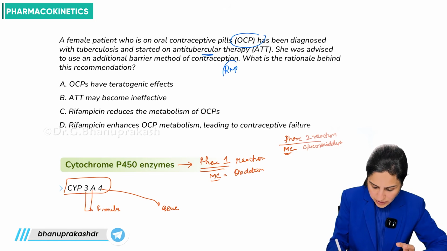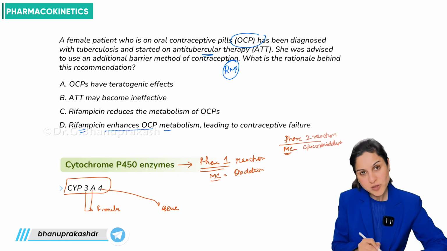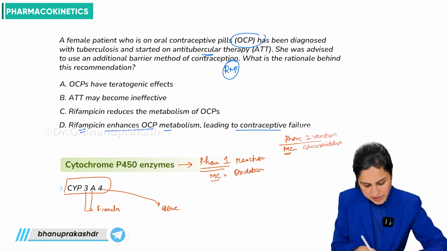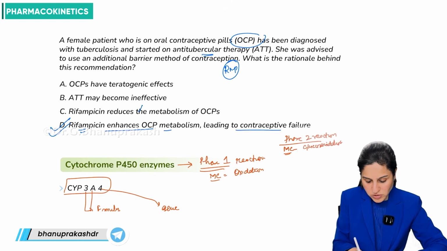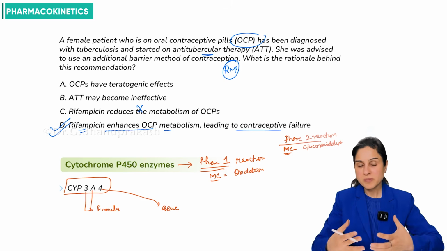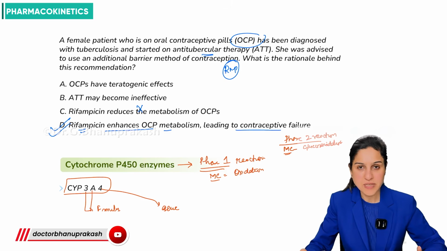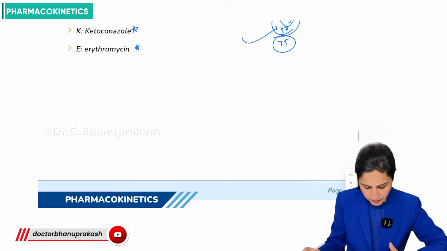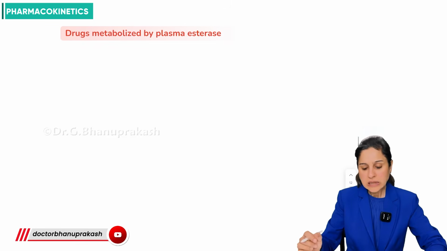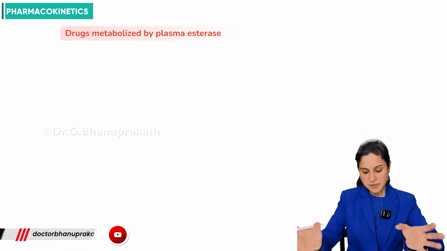This is the action. So rifampicin enhances the metabolism of OCP and leads to contraceptive failure. It doesn't reduce the metabolism, right? It enhances the metabolism. So the OCP is metabolized faster and they cause failure of the therapy with this particular drug.